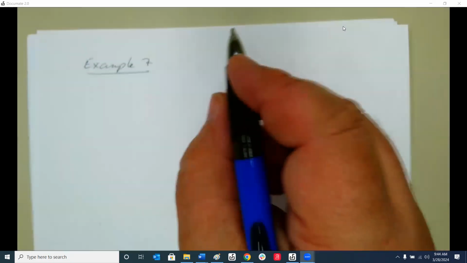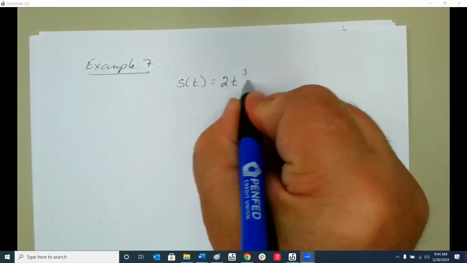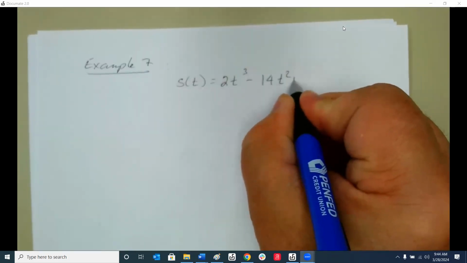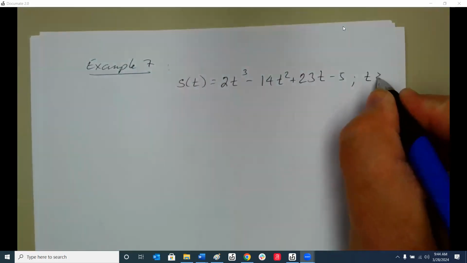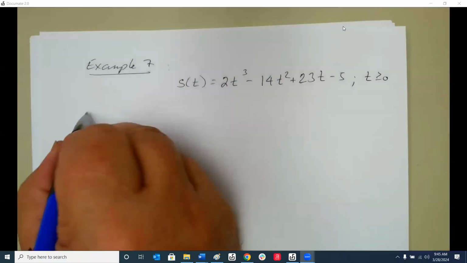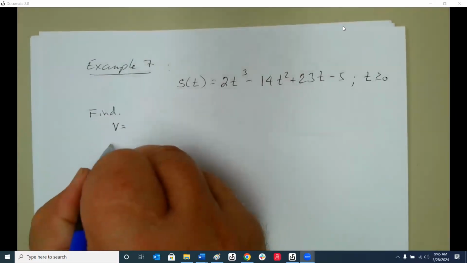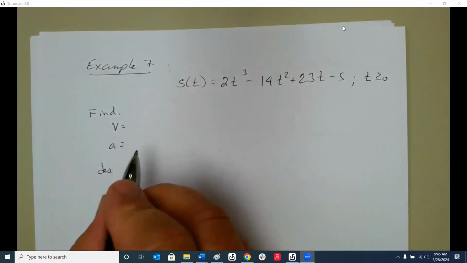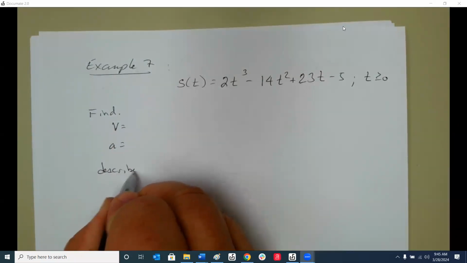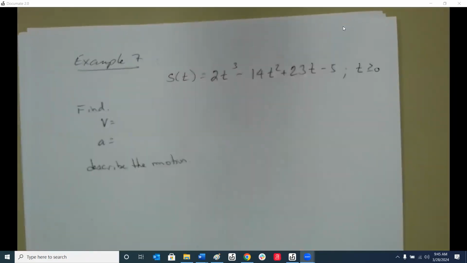The particle moving along a horizontal coordinate line, positive to the right, with a position function s of t equal to 2t cubed minus 14t squared plus 22t minus 5, where t is greater than or equal to 0. Find the velocity, the acceleration, and describe the motion of the particle.